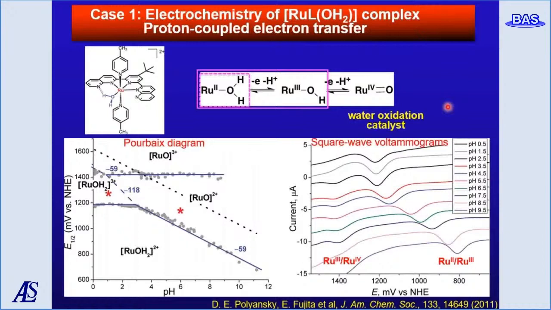In the square wave voltammogram shown here, two waves are observed at pH 2.5, and the first peak at 1.2 volt is shifted to the negative potential direction. By plotting the oxidation peak against the pH, the Pourbaix diagram on the left-hand side was obtained. The high oxidation state of ruthenium is stabilized by the proton-coupled oxidations and is easily accessed at lower potentials.